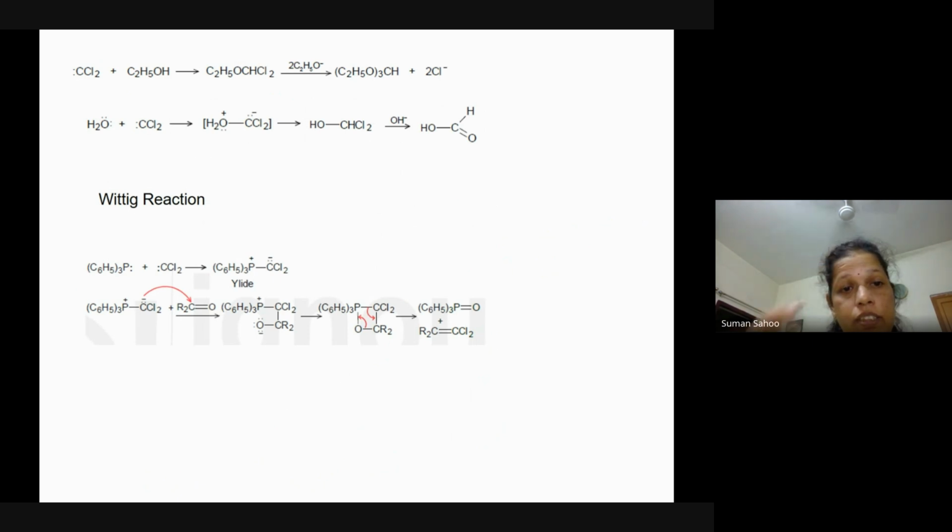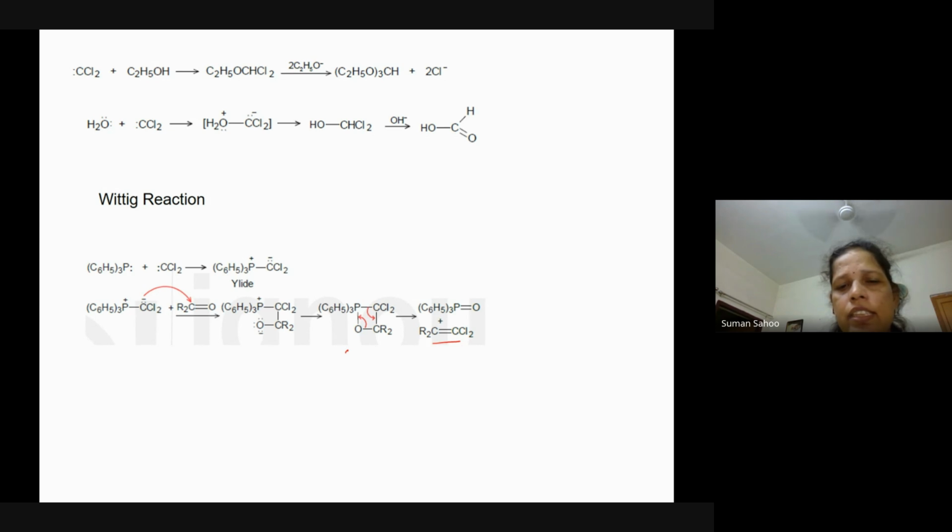Next is the Wittig reaction. So when triphenylphosphine is treated with a dihalocarbene, that gives you a halide. When this halide is treated with a carbonyl compound, finally you get a carbon-carbon double bond. It undergoes a kind of dipolar reaction to form a four-membered ring, which again undergoes bond cleavage in a concerted manner, as phosphorus has more affinity for oxygen, so that gives you phosphorus oxide and a carbon-carbon double bond is formed.